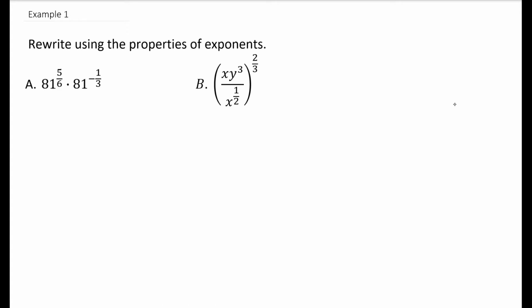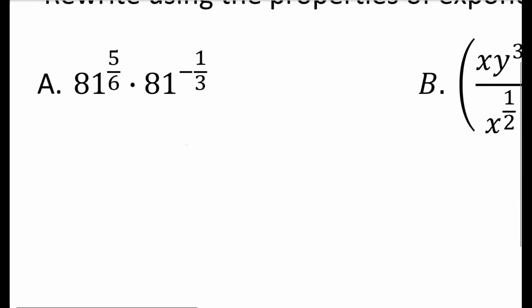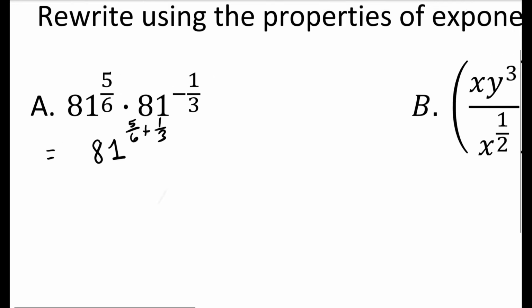Example 1: we want to rewrite using the properties of exponents as explained earlier. For part A, we have a product, so we're doing a product of powers. If we have the same base and we're multiplying, we add the two exponents together. We keep the base, which is 81, and raise it to the 5 over 6 plus 1 over 3 power. So we have to do 5 over 6 plus 1 over 3.